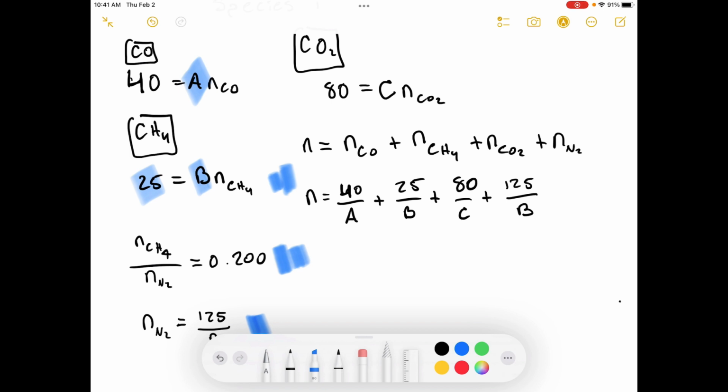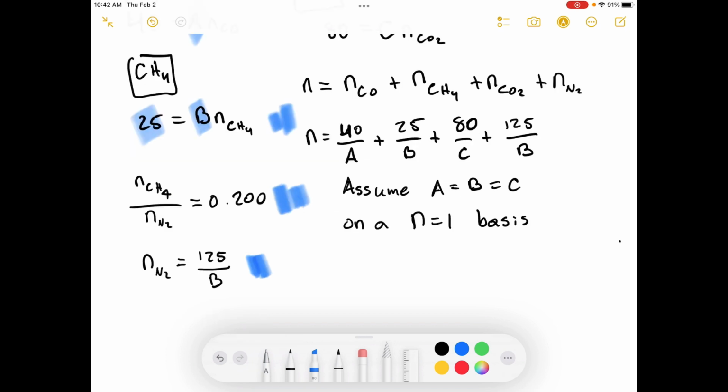As of right now, we don't have enough information to solve this problem, so we'll need to make a few assumptions in order to solve for the different variables. We can assume that the A, B, and C proportionality constants are all equal to each other, meaning the gas chromatograph responds the same amount to each of these gases, and that's a fairly good assumption because each of these gases are fairly similar. So if we assume that A equals B equals C, we'll just have 2 unknowns in this equation, which are the total number of moles in the gas stream and the proportionality constant.